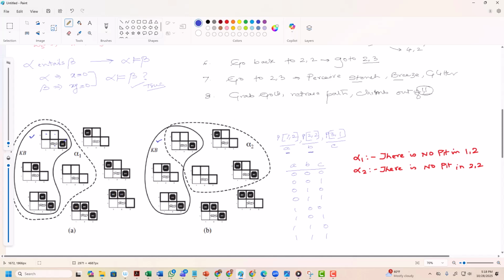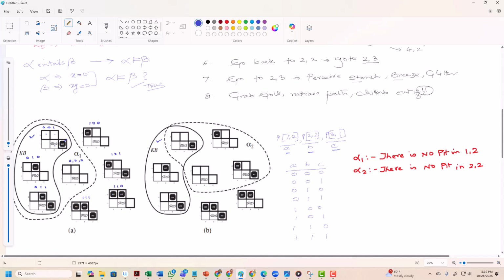8 possible models, right? A, B, C, and we said that 0, 0, 0 is this one where there is no pit in any of them. 0, 0, 1 is where C has a pit. 0, 1, 0 is this one, the second one has a pit. 0, 1, 1 is this one, where the second and third ones have a pit. 1, 0, 0 is this one, where the first one only has a pit. 1, 0, 1 is this one, 1, 1, 0 is this one, and 1, 1, 1 is this one.